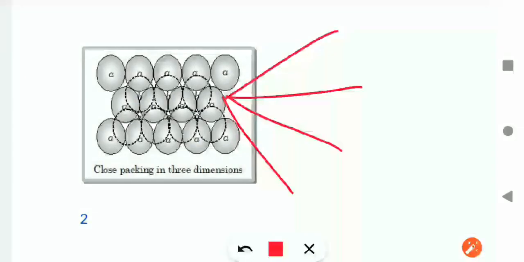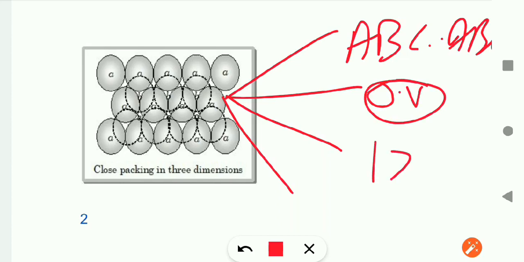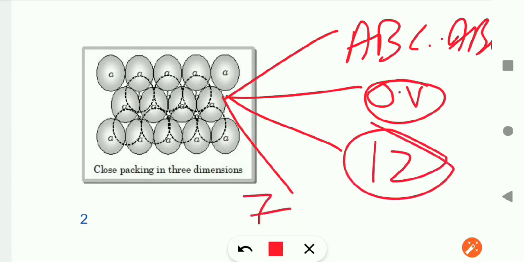In cubic close packing the pattern of layers is ABC ABC ABC, and it is formed when the octahedral void is covered by another layer. Third, the coordination number in cubic close packing is 12. Second, the packing efficiency in cubic close packing is 74%.